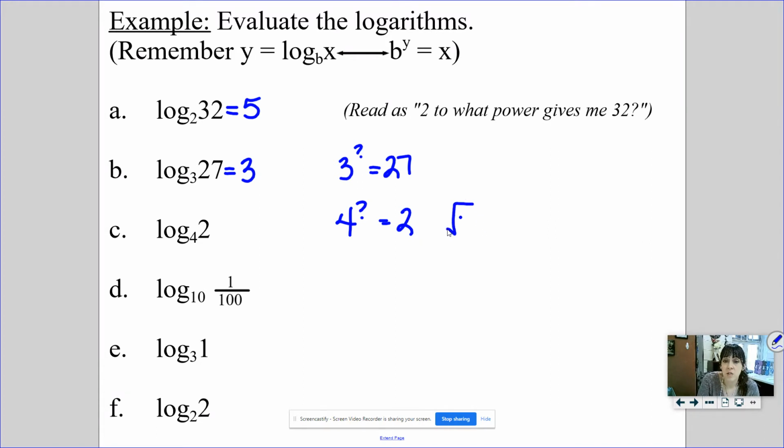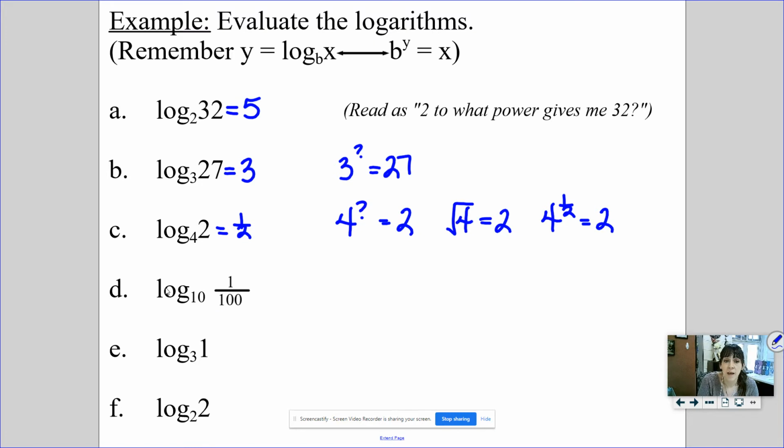So think about it this way. The square root of 4 is 2, right? How do you write square roots as exponents? You write it as a fractional exponent. So 4 to the 1/2 power means square root of 4, and square root of 4 is 2. So 4 to the 1/2 power would be equal to 2.